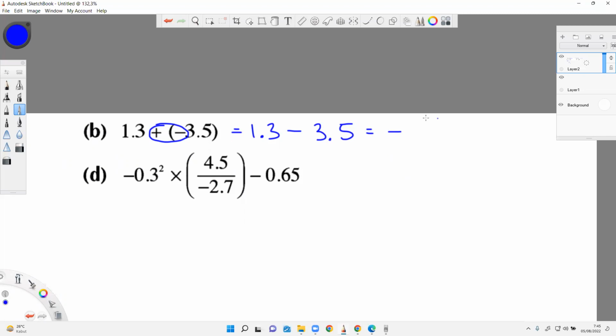The difference, right? If you want to do, imagine on the number line, 1.3 here, you subtract 3.5, right? So you go left by negative 1.3, and you have to do some more further operation. So 3.5 minus 1.3. So that's the way you do. Okay, negative 2.2.